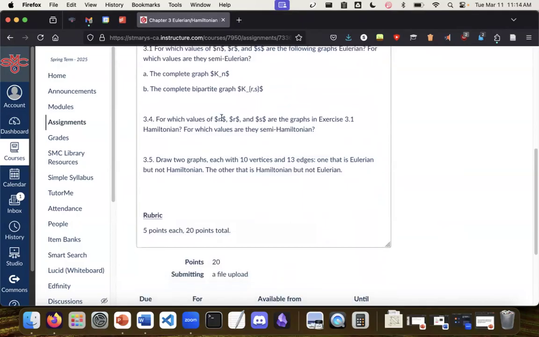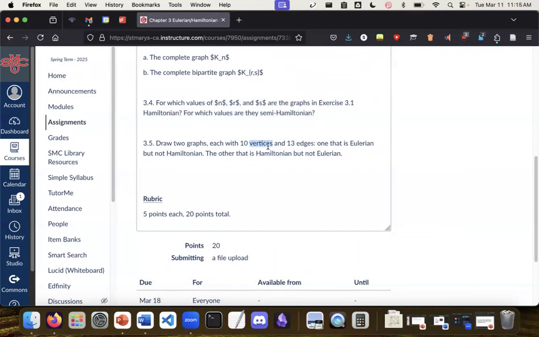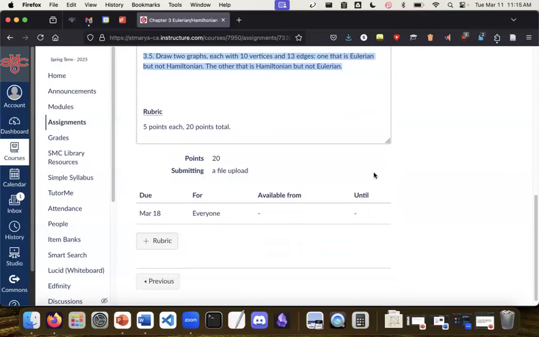Problem 4 is, we'll talk about Hamiltonian, but for which values does this apply? And then the last one is to draw a graph that is one but not the other, and then is the other but not the one. So that's assigned. Tentatively, it's due March 18th, which is next Tuesday. So get started on it. Depending on how things go, I might make time at the end of class tomorrow to work on it, but we'll see. So start working on it.